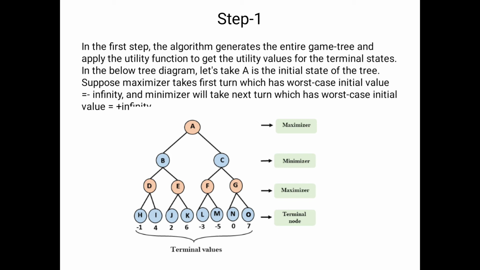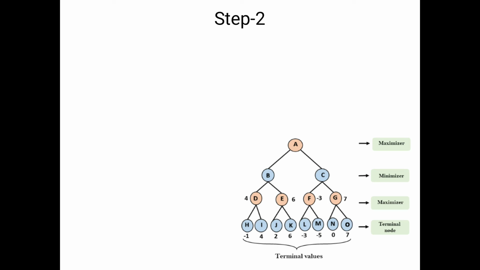In the below tree diagram, let's take capital A as the initial state of the tree. Suppose the maximizer takes the first turn, which has the worst case initial value, that is minus infinity. Here we will consider the maximizer player as minus infinity and the minimizer player as plus infinity. Okay, now we will start the problem. So now we will apply backtracking. Suppose now our aim is to find out the capital D value.